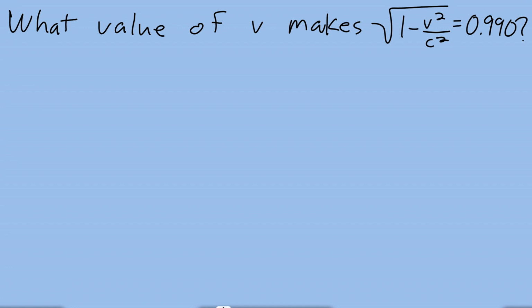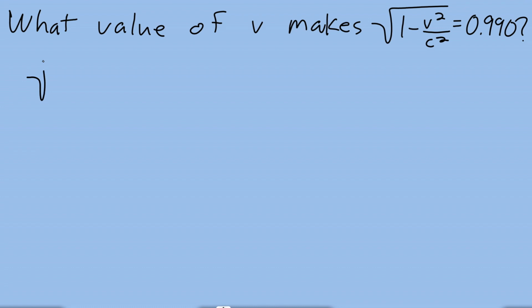In problems 1 through 3, you have the term square root of 1 minus v squared over c squared, and you're trying to evaluate it when you know what v is. In problems 4 through 6, you know what the term square root of 1 minus v squared over c squared is equal to, and you're trying to determine what value of v makes it so. So let's start again with this.